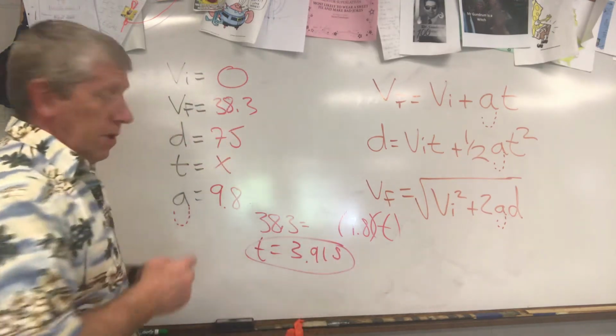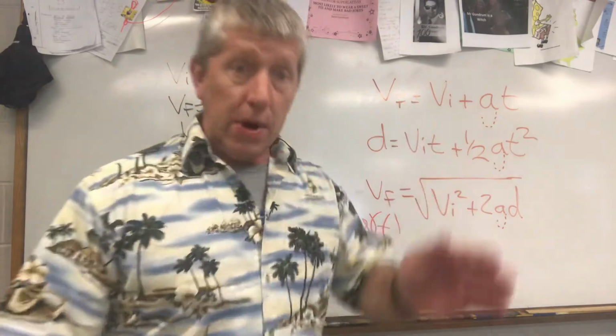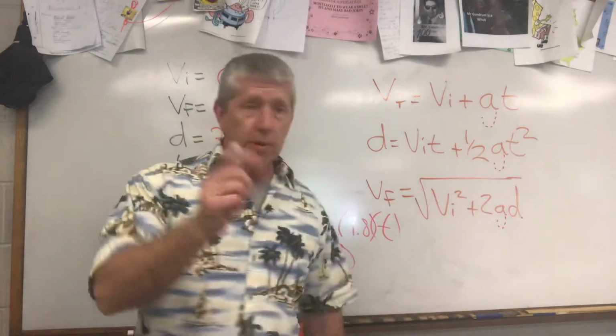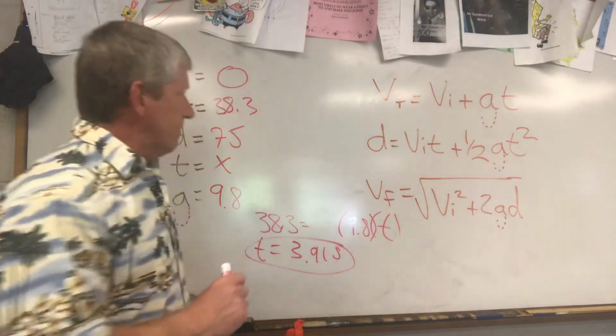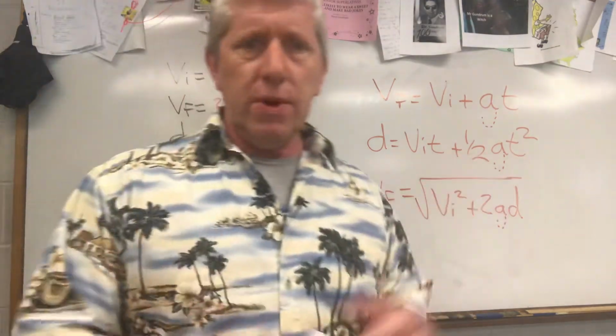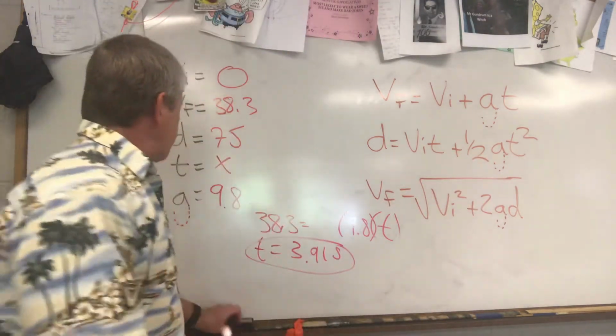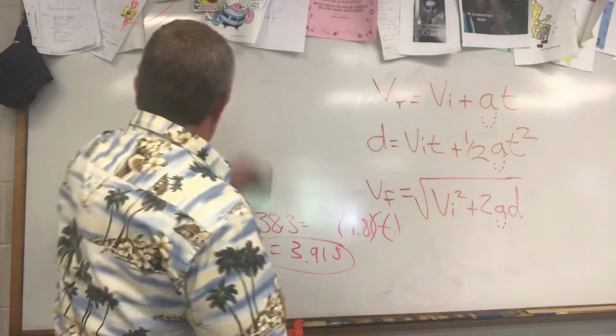All right. So it takes about 4 seconds for it to fall and hit the ground without air resistance. There was no air resistance at all. Okay, that is that first problem. Pretty straightforward. You're just dropping things. Next problem.